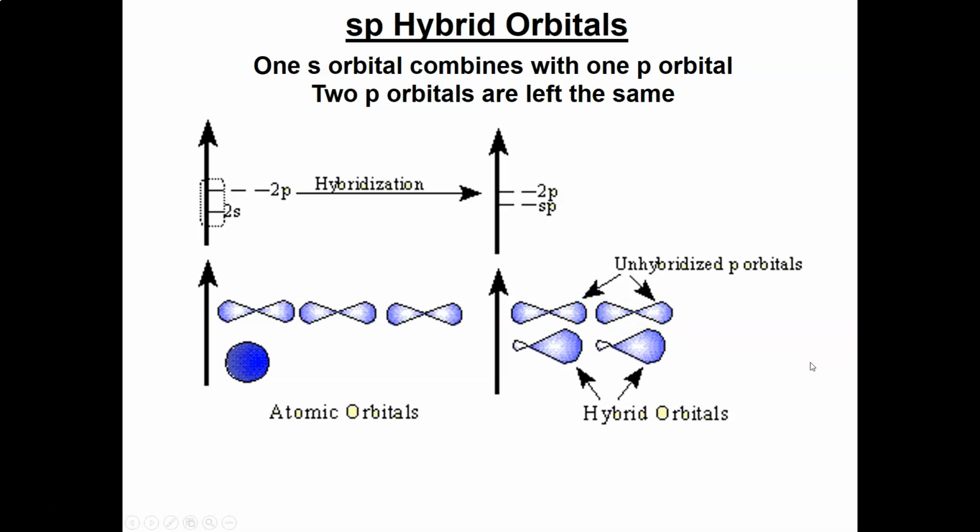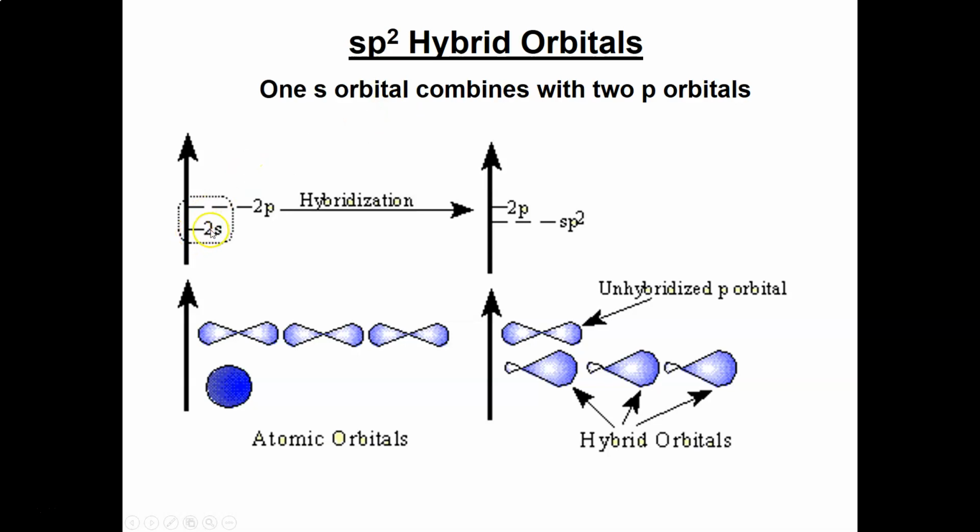The next type of hybrid is sp2. So hopefully you can guess that that means we're going to have one s orbital combining with two of the p orbitals. So here's an s orbital. This time it's going to combine with two of the p orbitals. We have one p orbital left alone that we didn't mess with, and now we have these nice three hybridized orbitals that can now actually bond with each other because they're the same shapes, right?